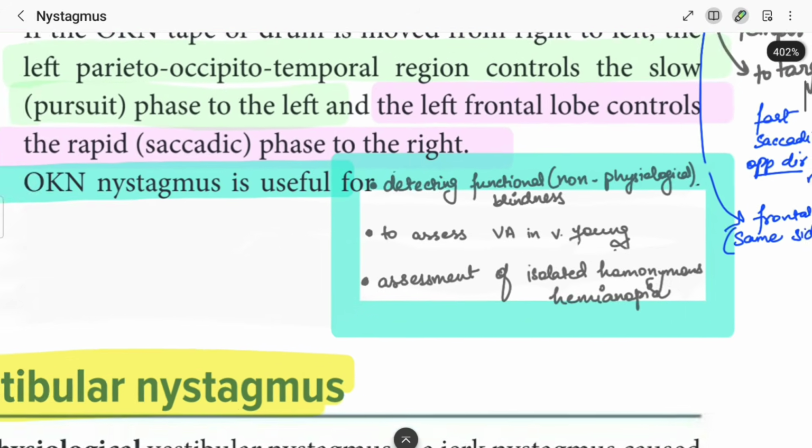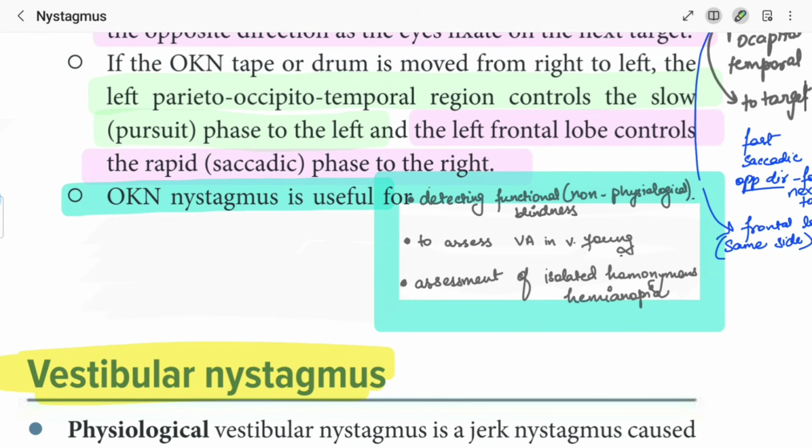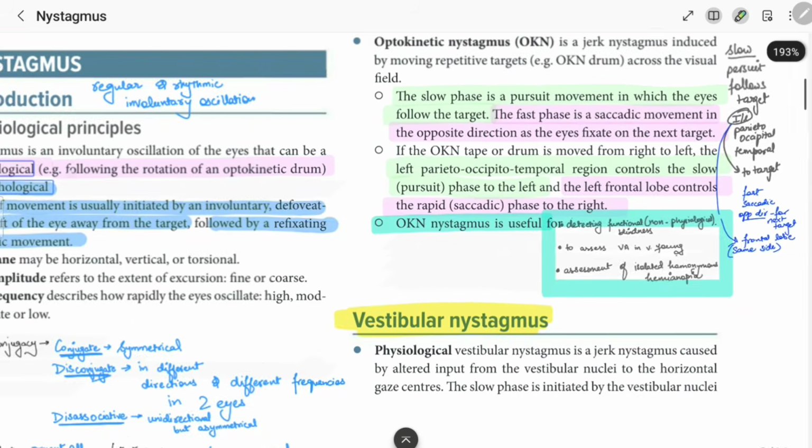Now, what is the use of using an OKN drum, or why do we want to induce this kind of nystagmus? So it has three types of uses. The first one is detecting functional or non-physiological blindness. When we want to see whether the person is blind or not, we can induce a nystagmus, which will show us that yes, the person is not blind or blind. The other is to assess the visual acuity in the very young, and to assess isolated homonymous hemianopia. We can use an OKN drum.